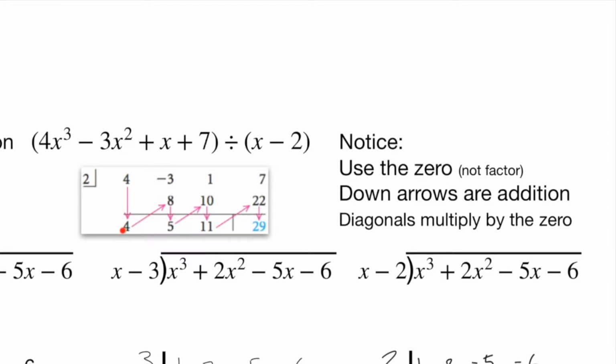Now the down arrows are going to represent addition, and the diagonals are going to be multiplying by the 0. So when you set it all up, this is what it looks like. 4 gets brought down. You multiply 4 times 2 to get 8. You add these two to get 5. You multiply these two by 2. You add. You multiply by 2. You add. And the remainder is 29. The answer here could be reinterpreted as 4x squared plus 5x plus 11 with a remainder of 29.